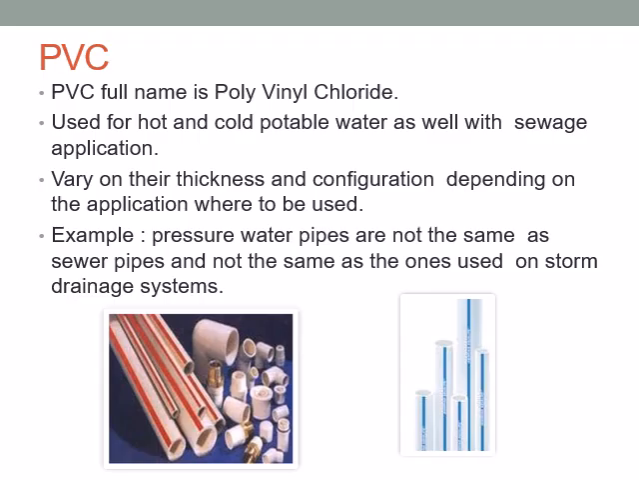Next type is PVC, which is a very common one. That is polyvinyl chloride, used for hot and cold potable water as well as sewerage applications. They vary in thickness and configuration depending upon the applications where they are to be used. For example, pressure water pipes are not the same as sewer pipes, and not the same as the ones used in storm drainage systems. So the thickness and configuration will be based upon the requirement.